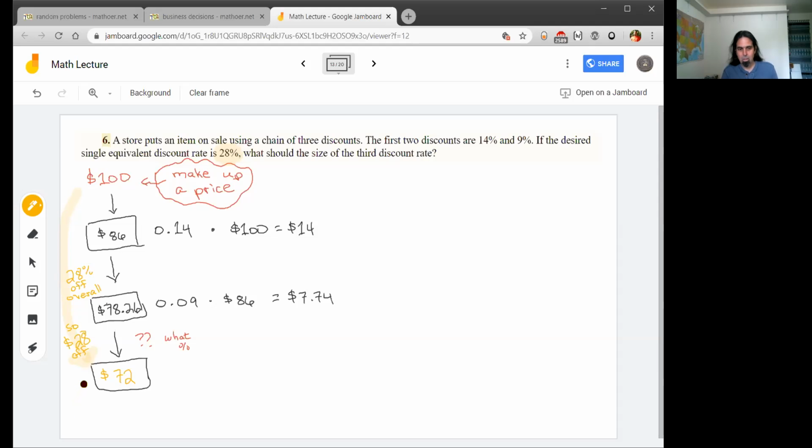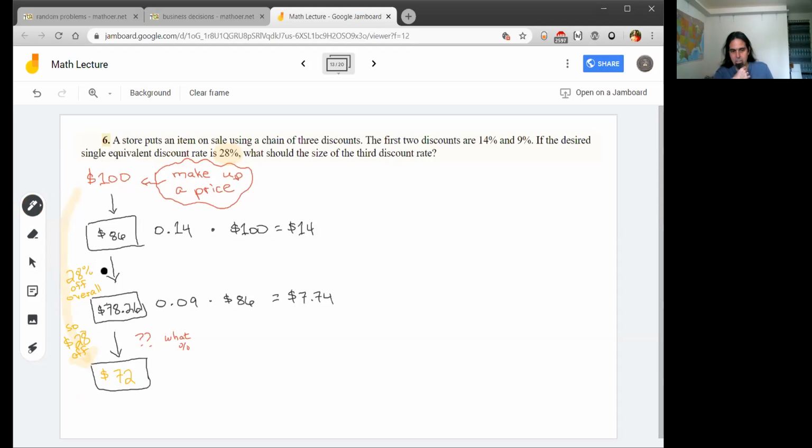We've seen that phrase in lecture last time, the single equivalent discount rate, but I don't think we actually had it in a problem. But that's what it means. It's just overall, we're going to bypass all the other steps. It's like chutes and ladders kind of.